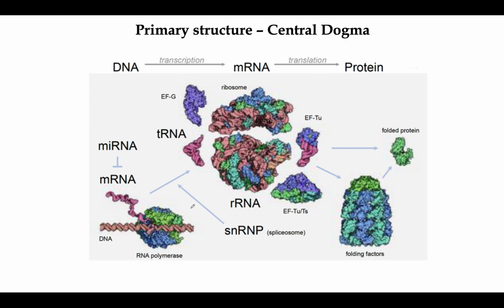Now, the primary structure of the protein is determined by the genetic code, and this brings us to the concept of central dogma. I'm not going to cover central dogma in detail in this particular lecture because I believe you will revisit the concepts of central dogma again in molecular biology and principles of genetics.